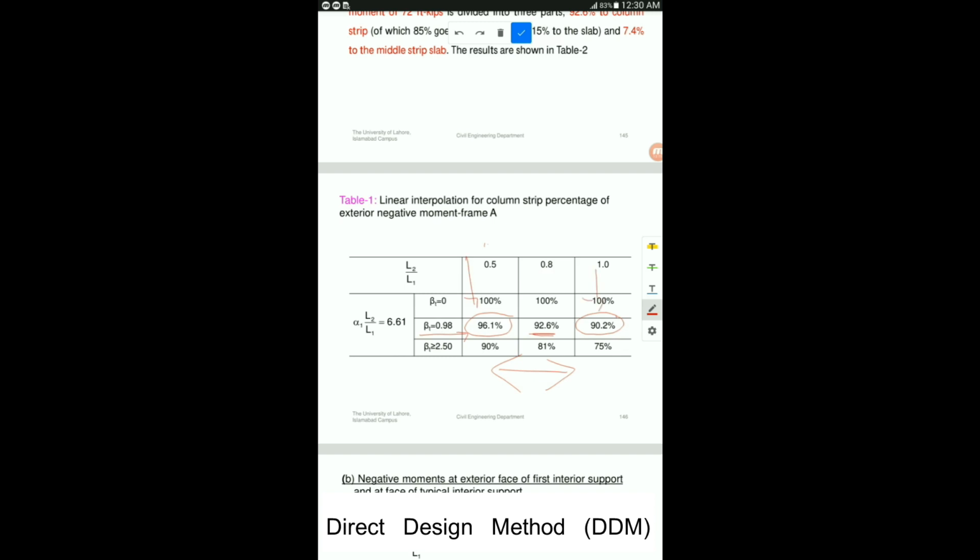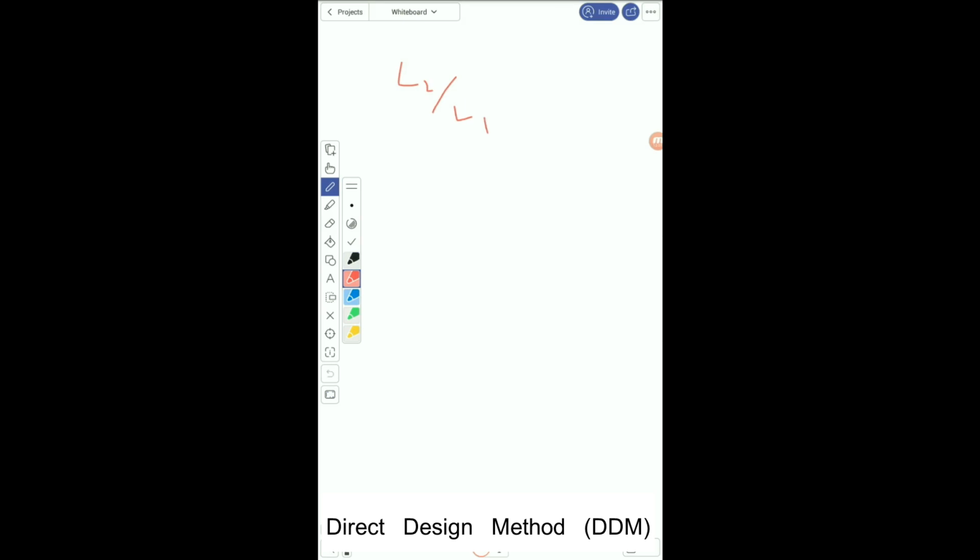So what is the difference between these two values here? 0.5 and 1, the difference is 0.5. So a difference of 0.5 in L2 over L1 is bringing a difference in percentages equal to, just subtract the high, 96.1 minus 90.2. The answer is 5.9%. So I'm just going to write these two figures. For a difference of 0.5 in L2 over L1 in aspect ratio, the difference in percentage is 5.9.